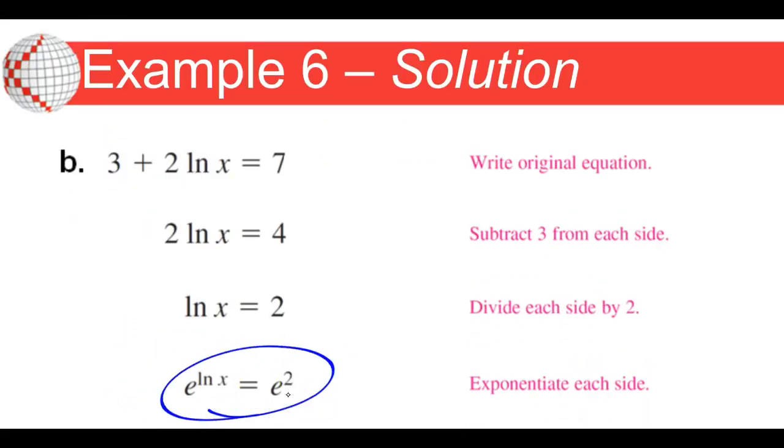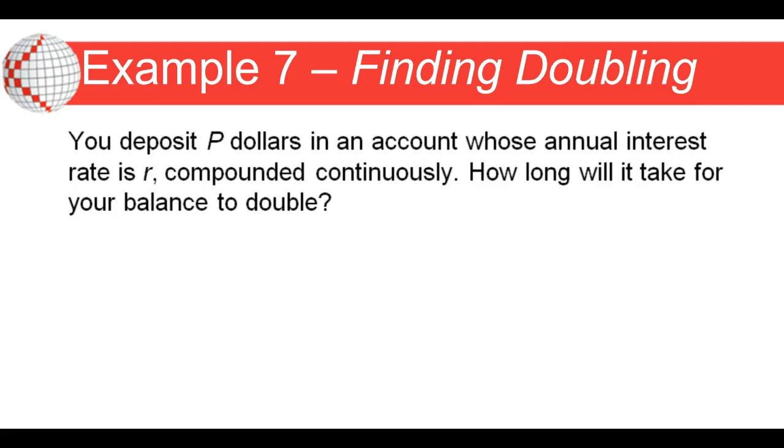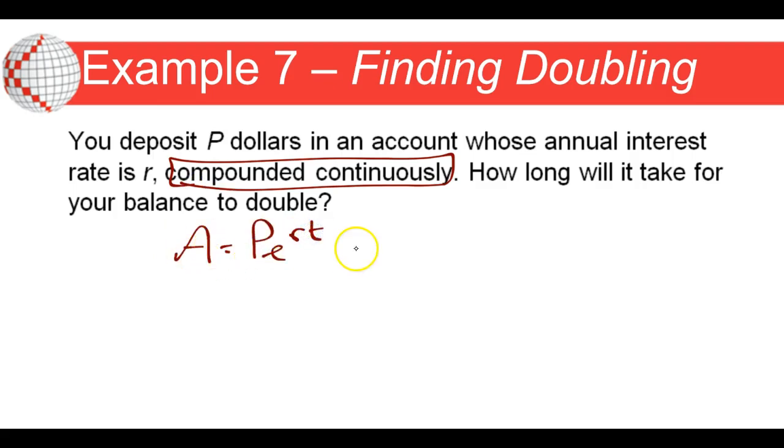Remember, these answers are posted online on Blackboard. So applications mean you get some word problems. So the first thing here I see is this word compound continuously, and I know that that's my PERT equation for the amount. And it says how long will it take to double? So if my principal is 1, I want the amount to be 2, e to the RT.